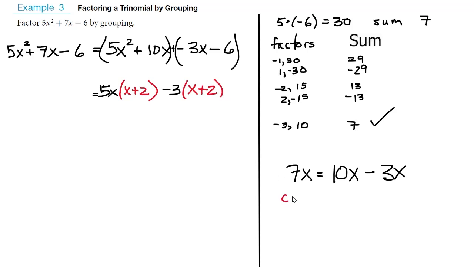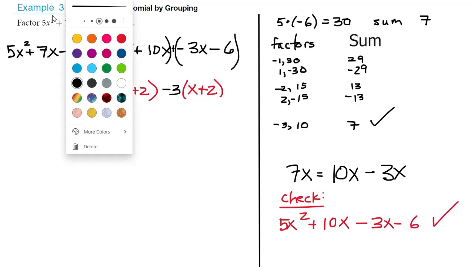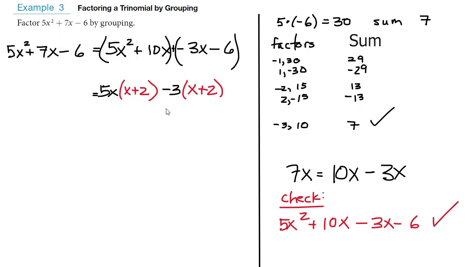Now I can check that my grouping here is correct. 5x times x is 5x squared. 5x times 2, so that's plus 10x, so the first grouping is correct. Minus 3x minus 6, so that is correct. So I'm just checking. Now you wouldn't normally do that check, but while you're learning, it's a good idea to make sure you've done it correctly. And now what I have to do is factor out the greatest common factor. So this is x plus 2 and 5x minus 3.